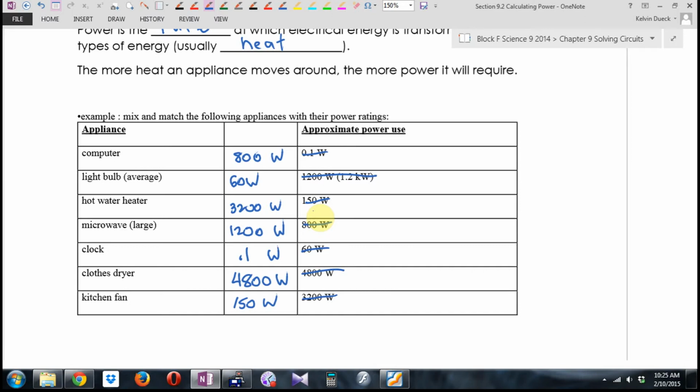So if you make a calculator mistake, you can glance at your answer and think, wait a minute, Mr. Dueck just asked me to find the wattage of a toaster, and I'm getting in the thousands. This isn't a toaster, this is a hot water heater. I've made a mistake somewhere. Or Mr. Dueck asked me to find the wattage of a dryer, and I'm getting 80 watts, about a light bulb. I've made a mistake somewhere.